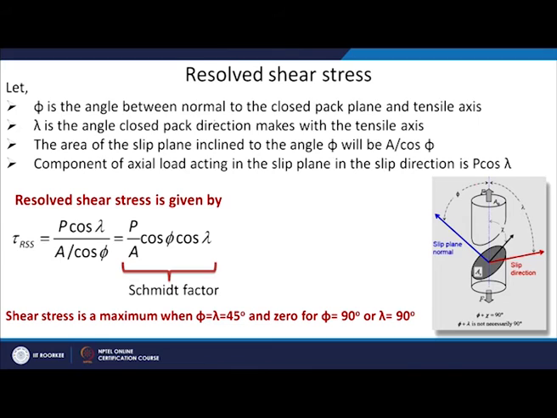So, phi is the angle between the normal to the slip plane, this is my normal, and the tensile axis. So, this angle is phi. Lambda is the angle the slip direction makes with the tensile axis. And this lambda here is the angle which the slip direction is making with the tensile axis.